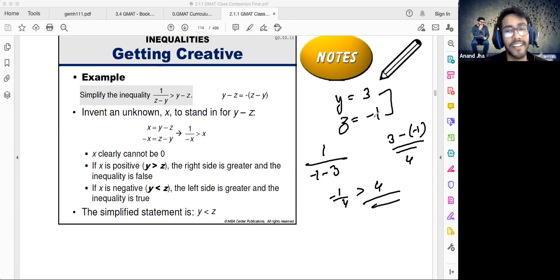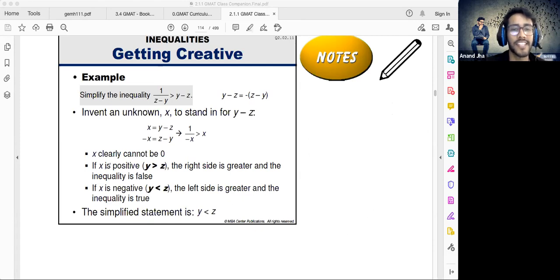So what all values can I take? See, if x is positive, x they have taken for y minus z. So if x is positive, y greater than z, the right side is greater and the inequality is false. If y less than z, the left side is greater and the inequality is true. So y has to be less than z. Then only my inequality will hold true.